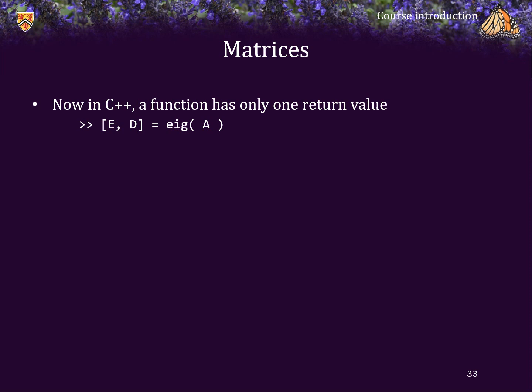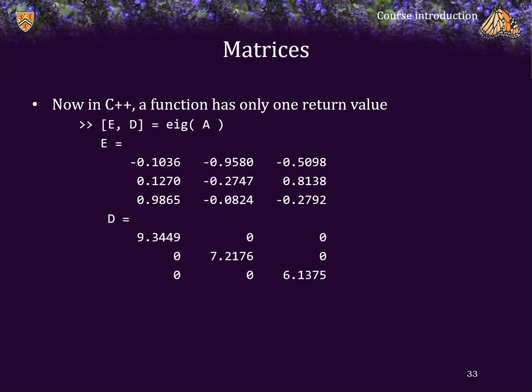So if you were to call eig with 2 return variables, the first is assigned a matrix of 3 eigenvectors, and the second is assigned a diagonal matrix with the corresponding eigenvalues on the diagonal. So the first column of E is an eigenvector corresponding to the eigenvalue 9.3449, and so on and so forth for the other 2 eigenvalues and corresponding eigenvectors.